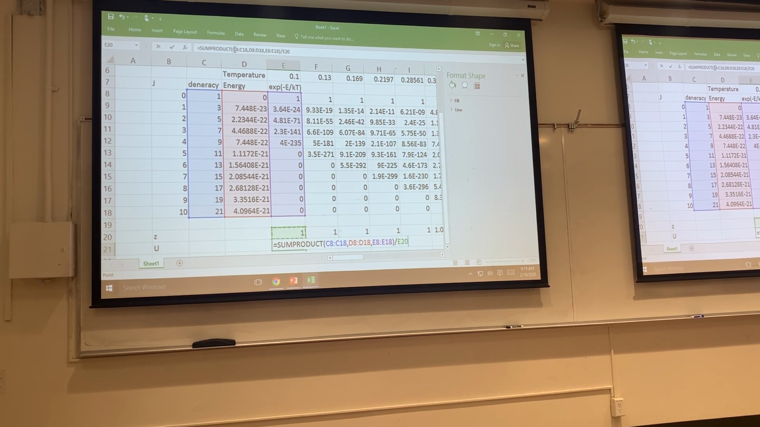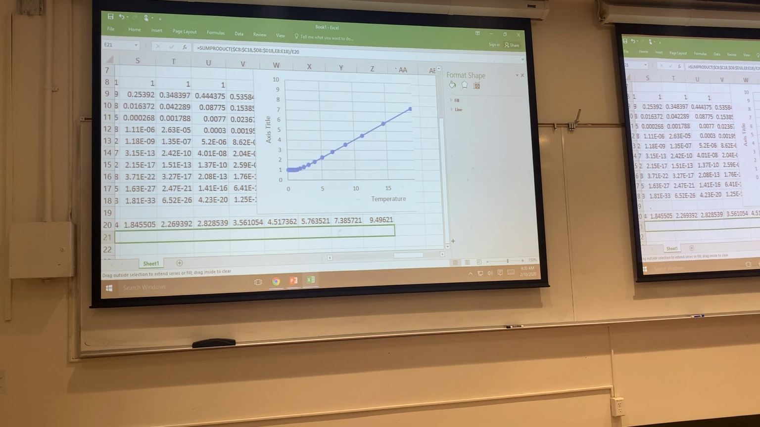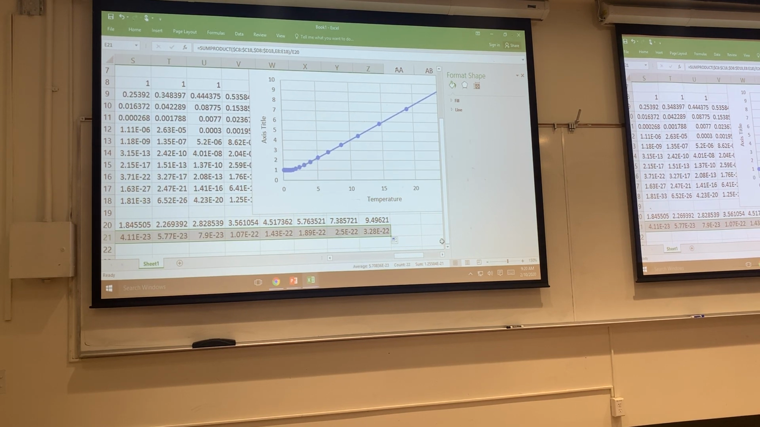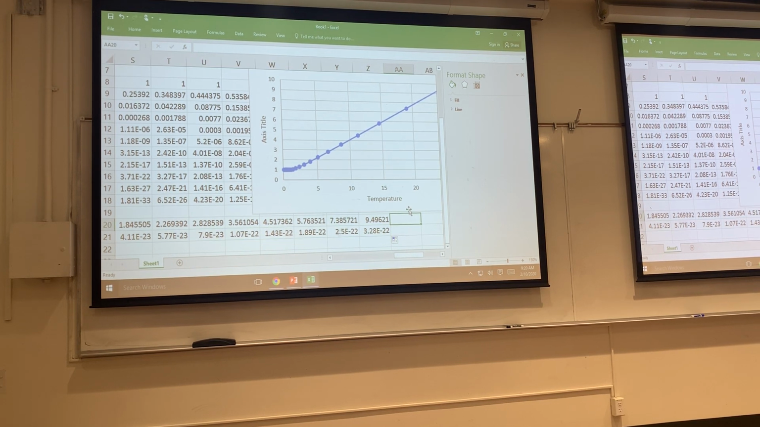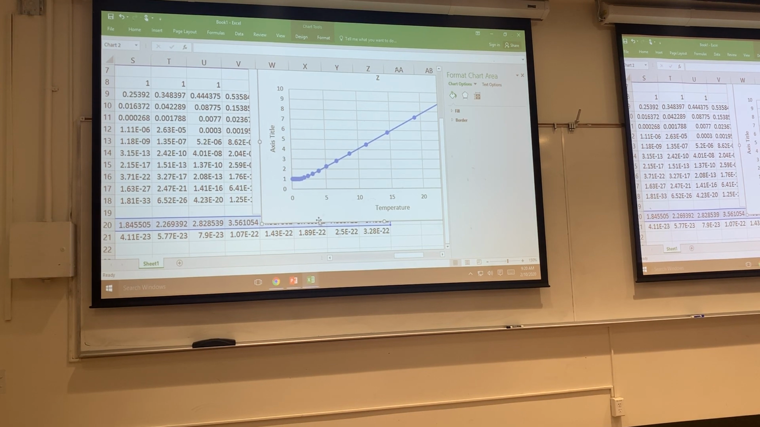Now, in order for this to all work right, I need to protect that I'm not moving out of my degeneracies, and that I'm not moving out of the energies. And I can get the internal energies. Okay, here I have the internal energies of my system. Now I would like to have a plot of that one as well.